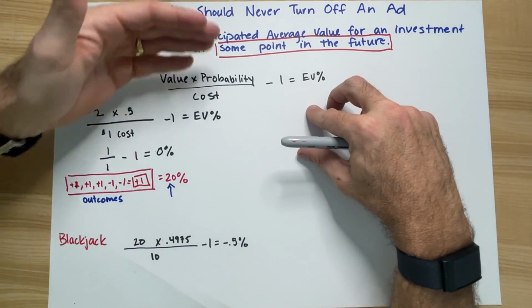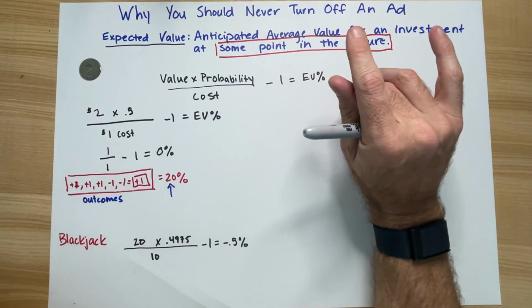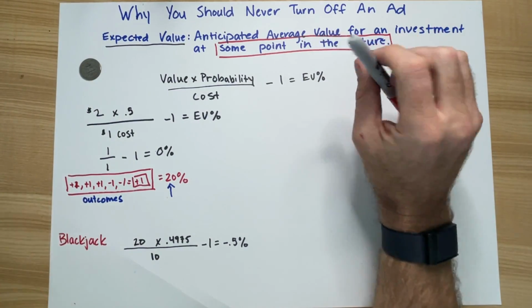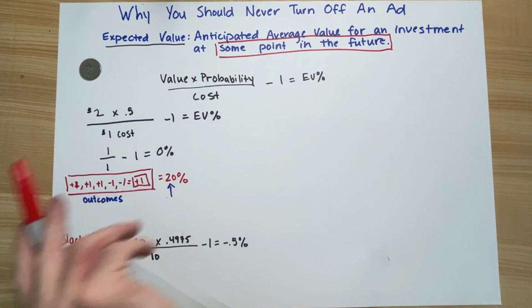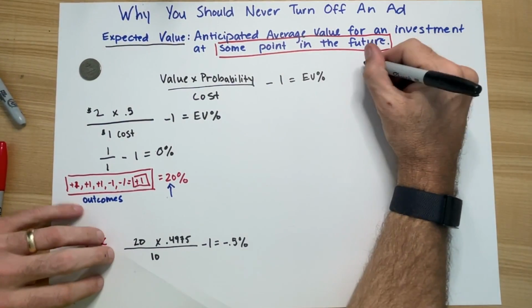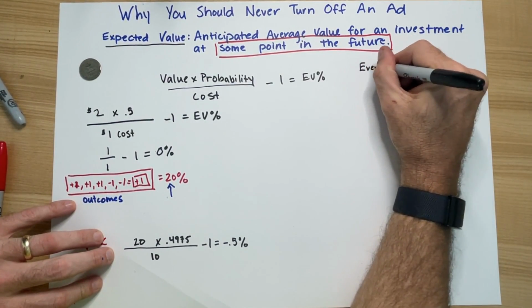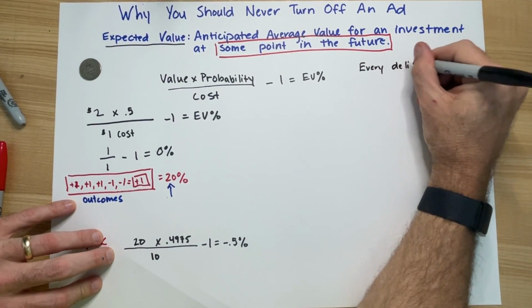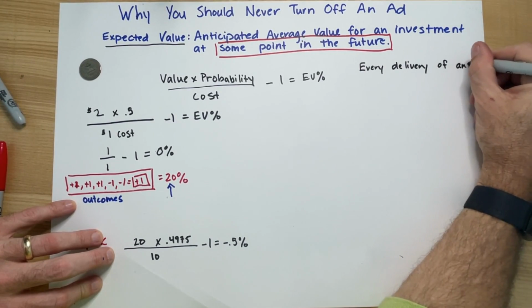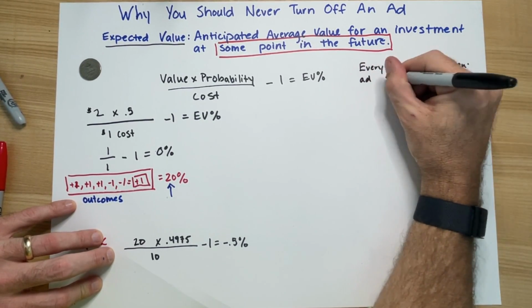If we think about expected value calculations for lots of different areas of our life, we can make decisions about the best or most likely thing to occur. Now, okay, Taylor, well, what the heck does this have to do with Facebook? Well, I want you to think that every delivery of an ad is a bet.